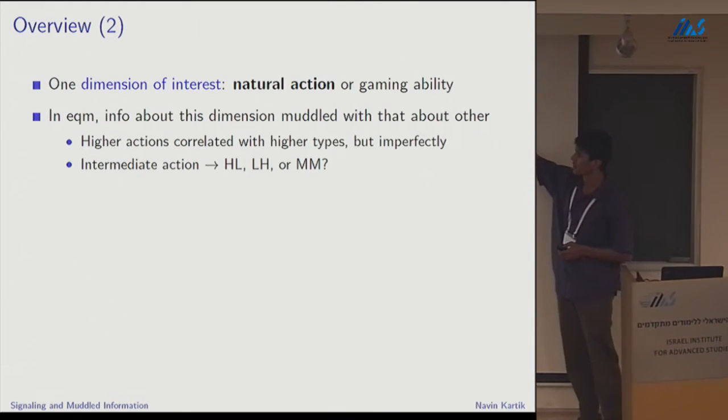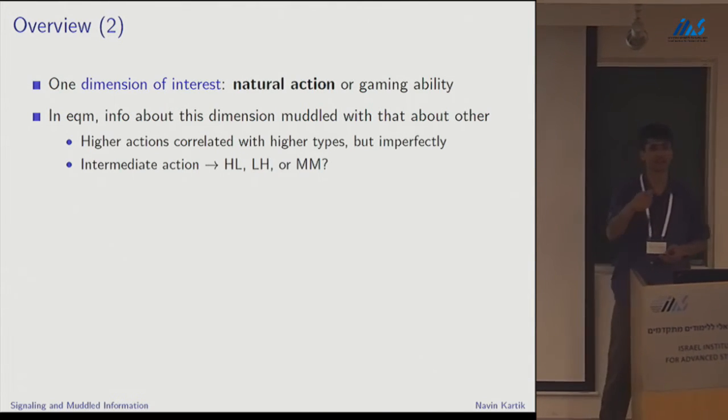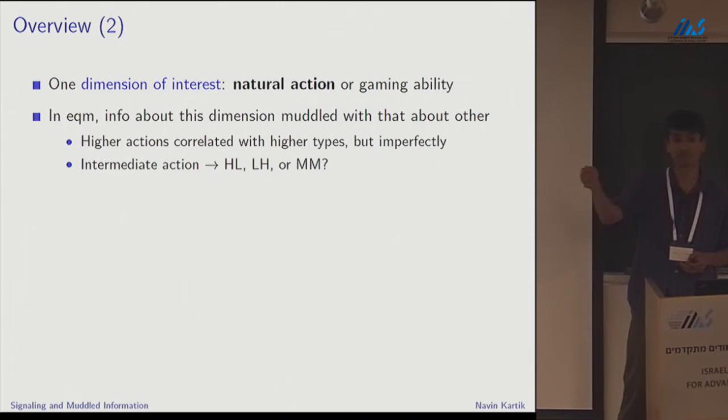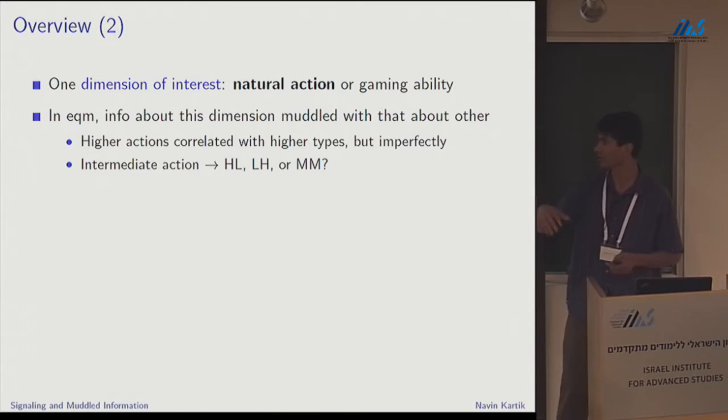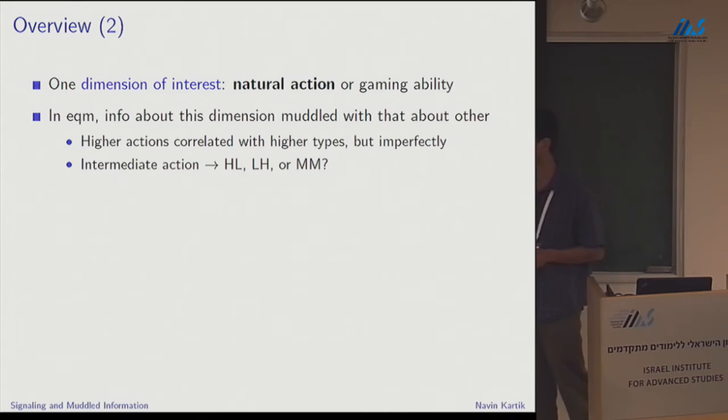So we're going to generally think about there being one dimension of interest, which is the market sort of cares about evaluating the agent on one of these two dimensions. Either the market wants to evaluate the natural action or the natural ability. That's probably the more salient case if you think about applications. But you could think about applications in which we care about figuring out what an agent's gaming ability is.